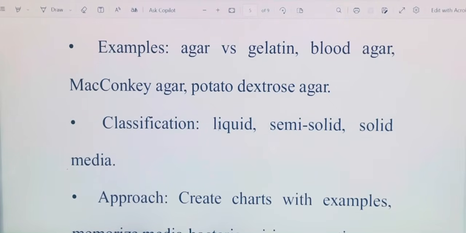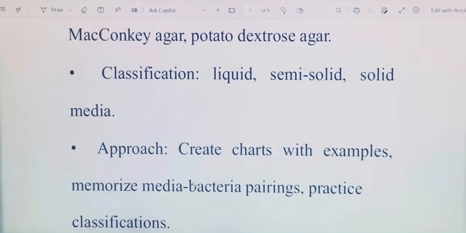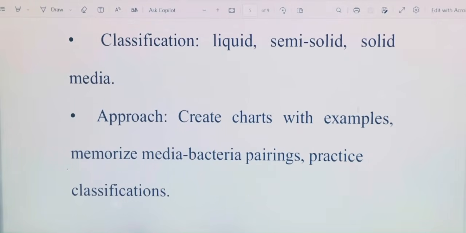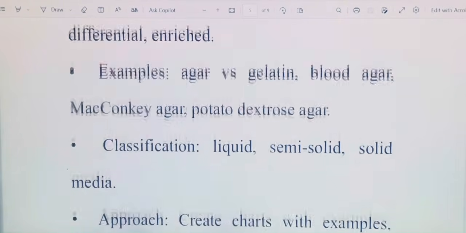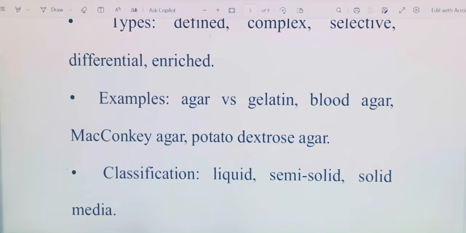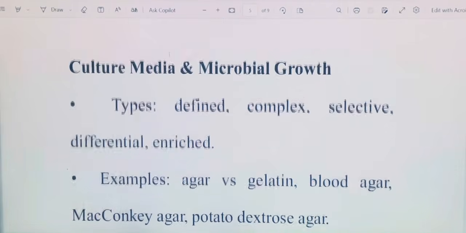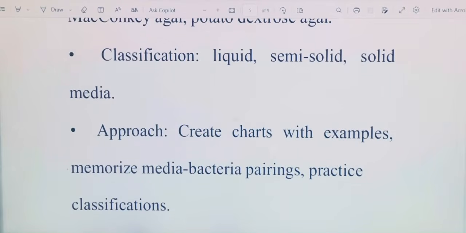Now also understand the classification. You know, you have the liquid, the semi-solid, and of course the solid media among the different types of classification. Then the approach here is to create charts with examples. Now, what charts should you create? Create charts of these different types of media. All right, create charts and write the examples of each of them.